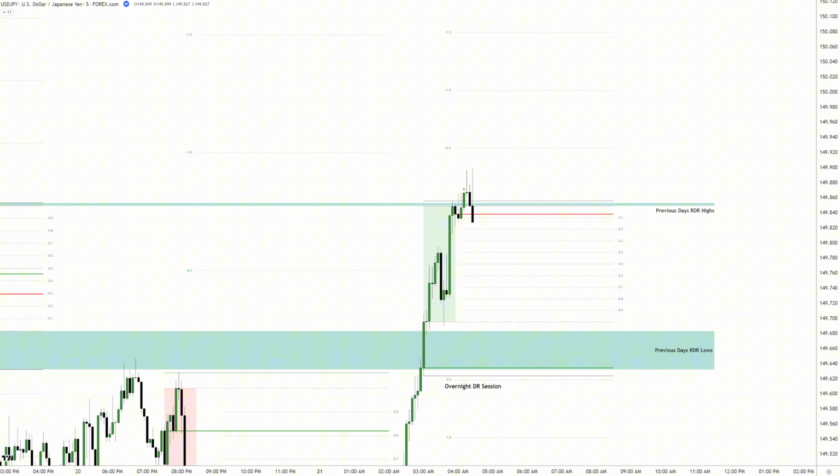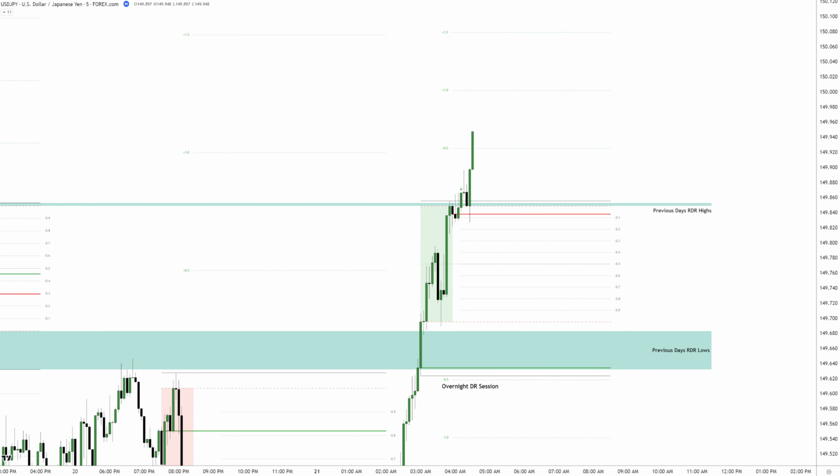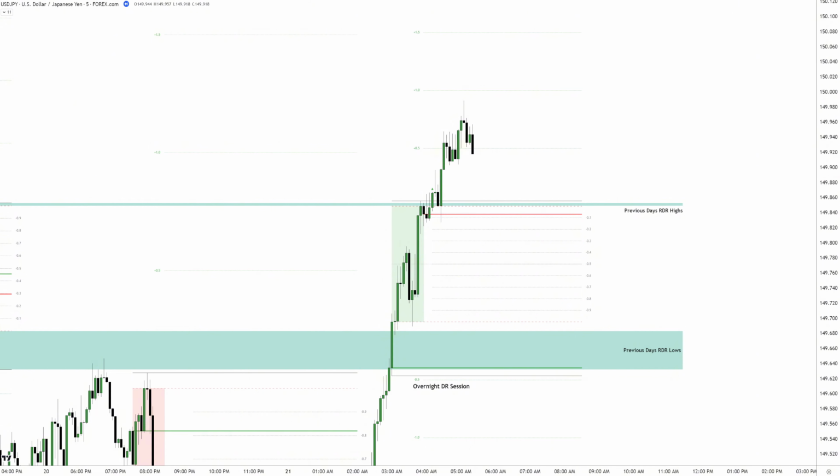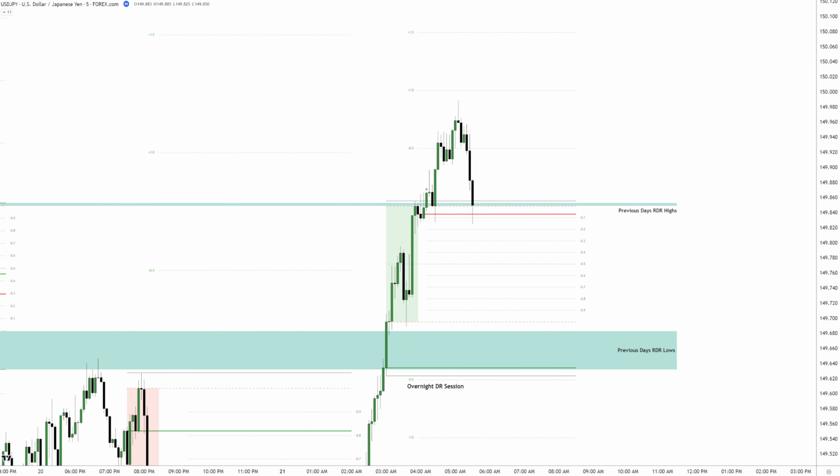A few minutes later, price respects the previous day's regular DR session highs, the current IDR high, and rejects the closing price before pushing higher. At this point, price retraces back to the same area and rejects it once more. This is your potential entry.